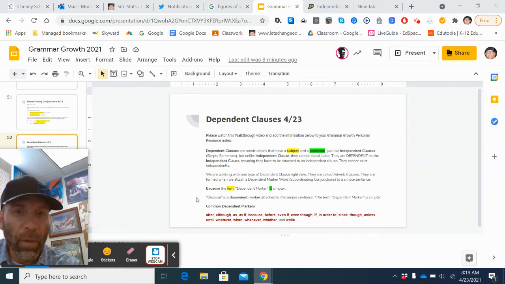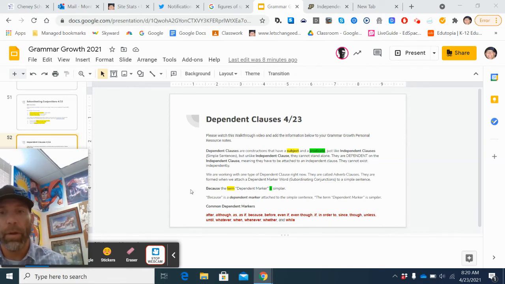Here is an example of a dependent marker being attached to a simple sentence to make it a dependent clause, all right? The term dependent marker is simpler, all right? When I attach the word because to it, all right, I make it dependent. The simple sentence, the term dependent marker is simpler, can stand alone. But once I put because on it, it cannot. Because the term dependent marker is simpler, all right, it wants to be finished, okay?